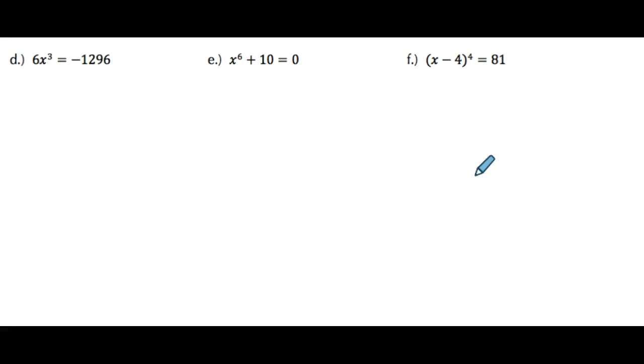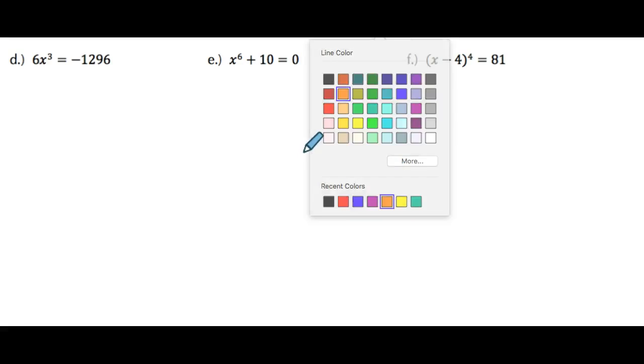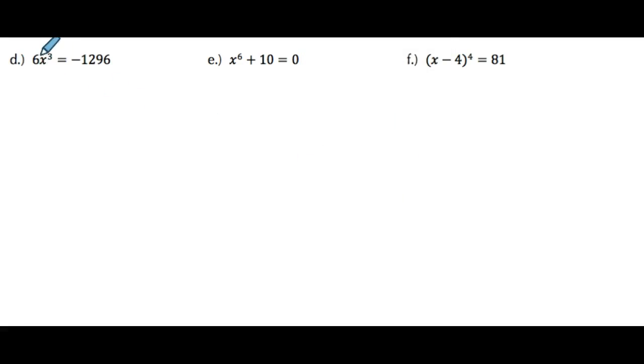Okay, so we're going to keep working with this whole idea of isolating. So we're going to go ahead and isolate the part with the exponent, which means if I want x to the third alone, I need to divide by 6. So negative 1,296 divided by 6. 6 goes into 12 2 times. 6 goes into 9 1 time, with 3 leftovers because 9 minus 6 is 3. 6 goes into 36 2 times. So that means I have x cubed is equal to negative 212.